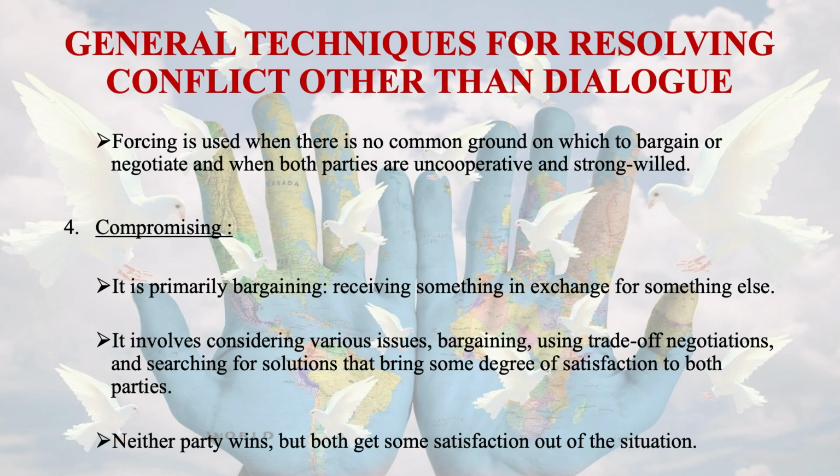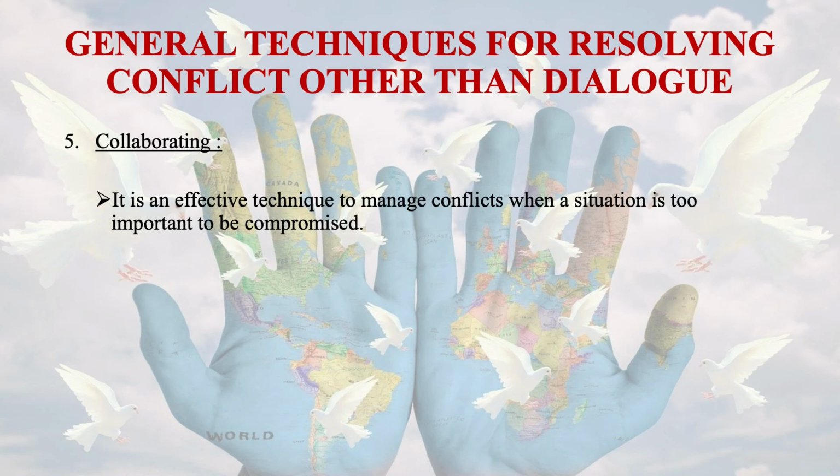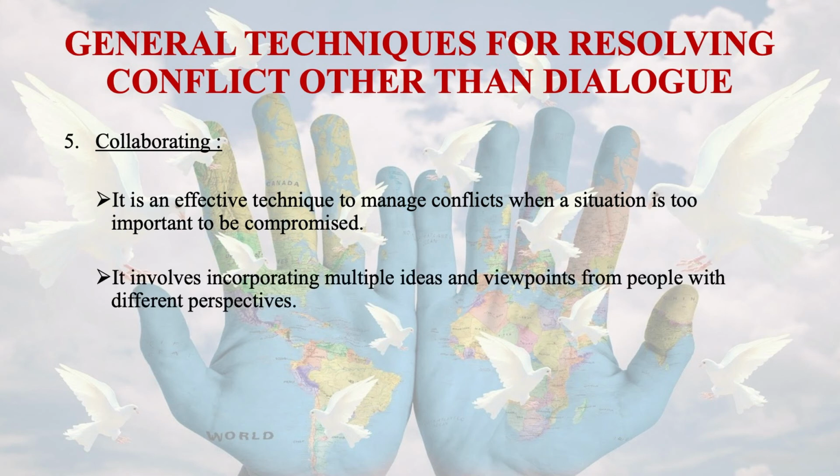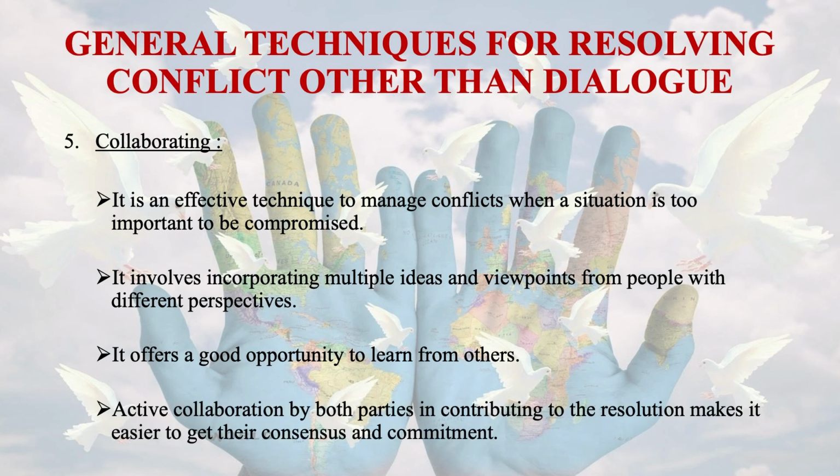And finally, the fifth one is collaborating. It is an effective technique to manage conflicts when the situation is too important to be compromised. In such a situation, one has to go for a collaborative solution. It involves incorporating multiple ideas and viewpoints from people with different perspectives. This technique offers a good opportunity to learn from others also. Active collaboration by both parties in contributing to the resolution makes it easier to get their consensus and commitment.